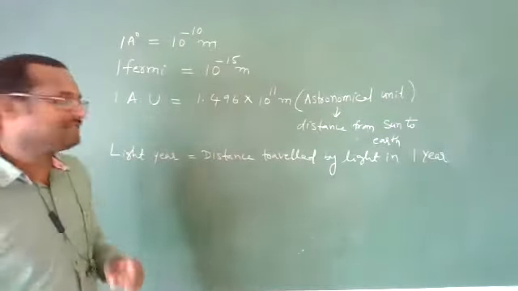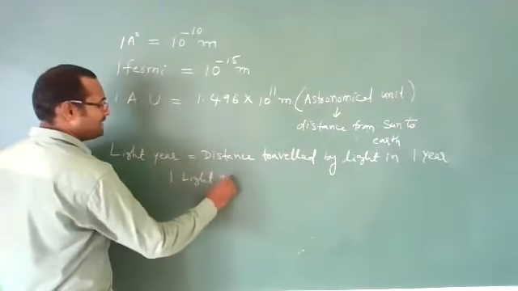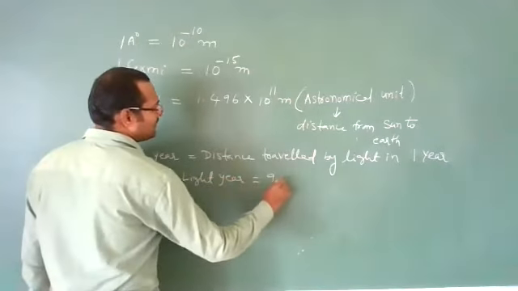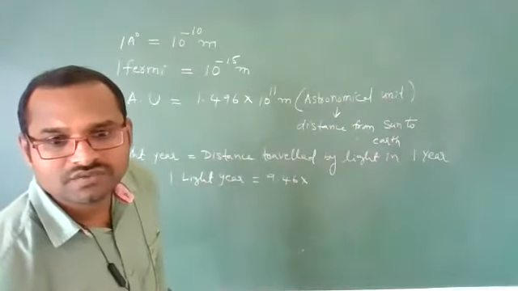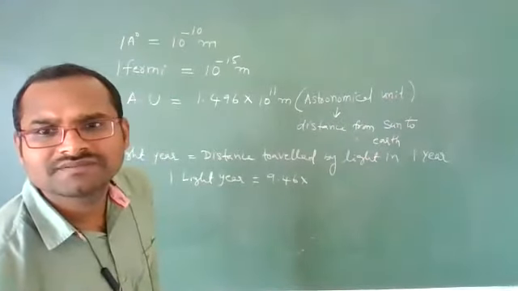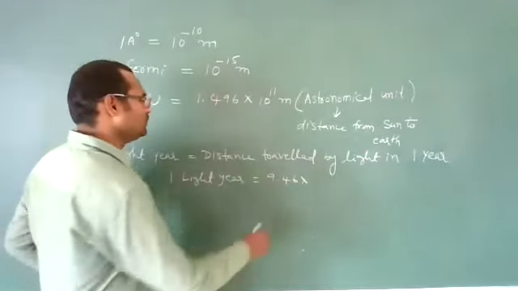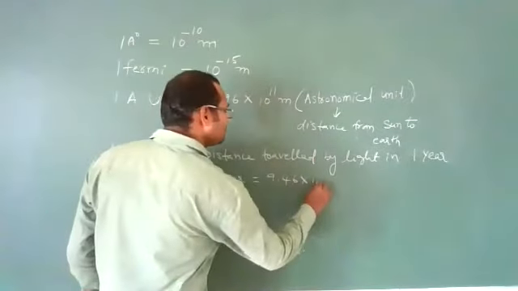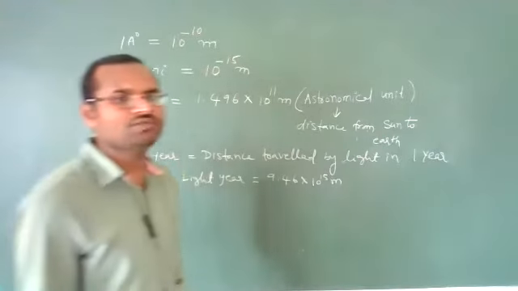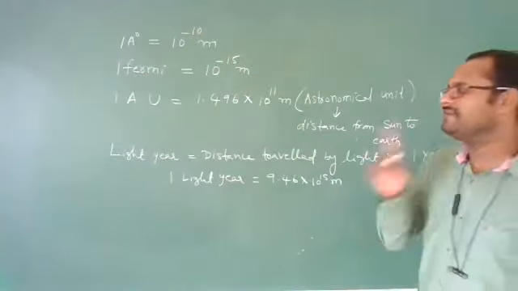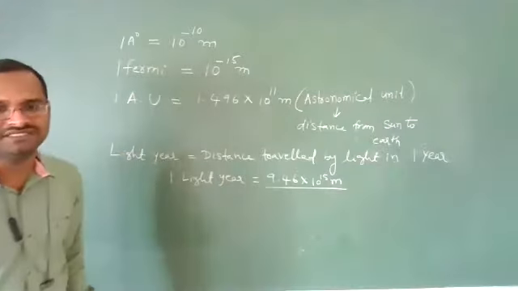Okay, light year is very important. One light year value is 9.46 into 10 to the power of 15 meters. Very important value. You must remember this. One light year value, how much? 9.46 into 10 to the power of 15 meters.